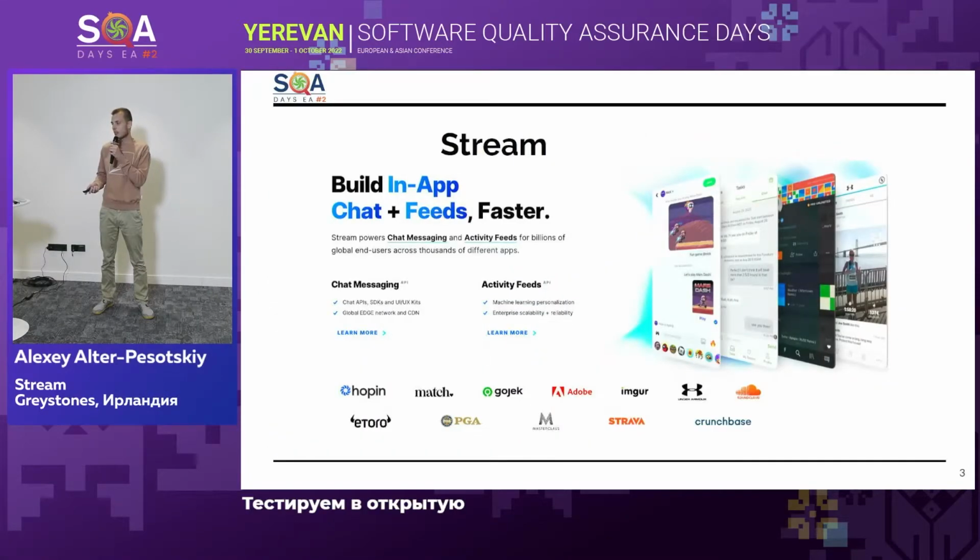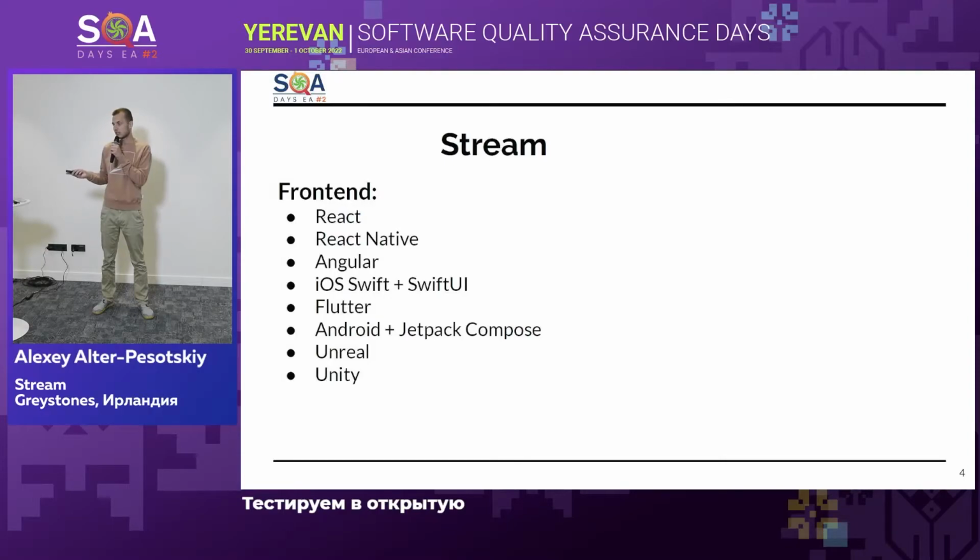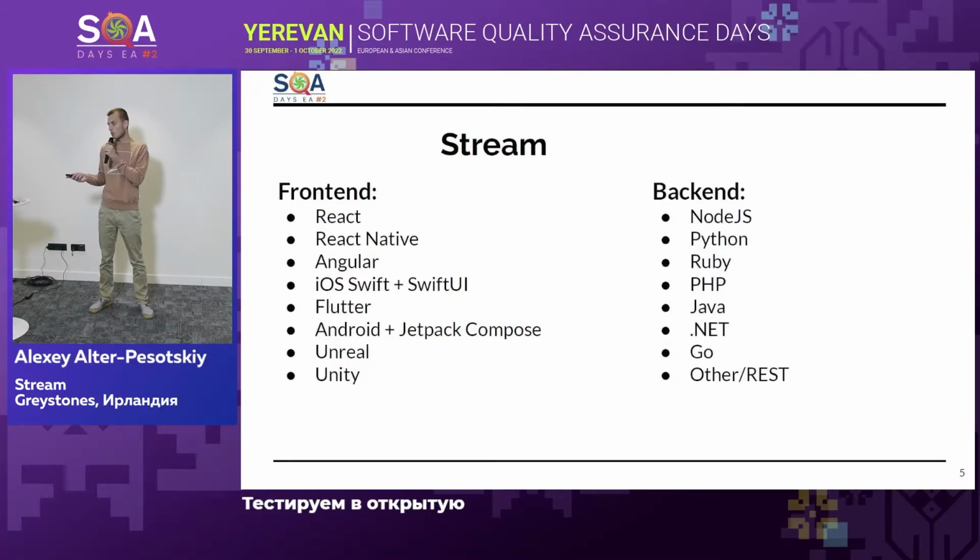I work at Stream. We're building cloud components, chat and feeds SDKs. We're covering billions of end users globally. We have huge enterprise companies as well as small startups and individual contributors. From front-end side of things, we have SDKs on React, React Native, Angular, iOS, Swift plus SwiftUI, Flutter, Android plus Jetpack Compose, Unreal, and Unity game engines. From backend side of things, we have Node.js, Python, Ruby, PHP, Java, .NET, Go, and other via REST API.